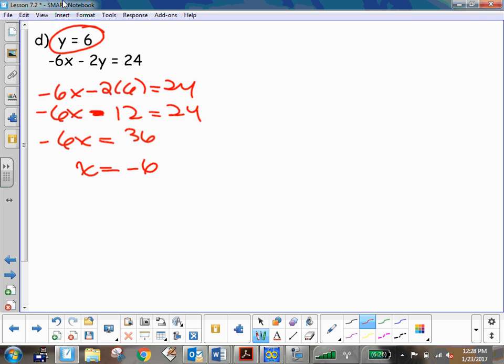Do I have to even figure out what y is, or do I know what y is? What is y? Oh, it's defined to be 6. So we know negative 6, 6 is our ordered pair. This is what kind of a line, y equals 6? Vertical or horizontal? Horizontal. So no matter what x is, the only place where it's going to intersect is when x is negative 6.